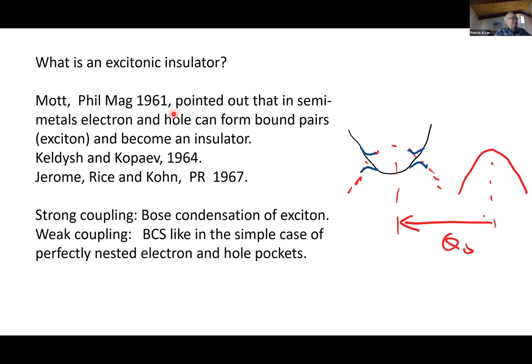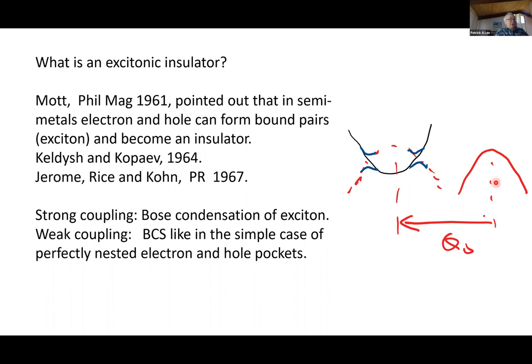He pointed out that in a semi-metal, where you have an electron and a hole band, the electron and hole can form a bound state, which is an exciton. And if the binding is strong enough, they can both condense and form an insulator. There's a weaker, band theory version of this by Kaldis and Gopayev, and a famous review by Jerome, Rice and Kong, to formulate it as a nesting problem.